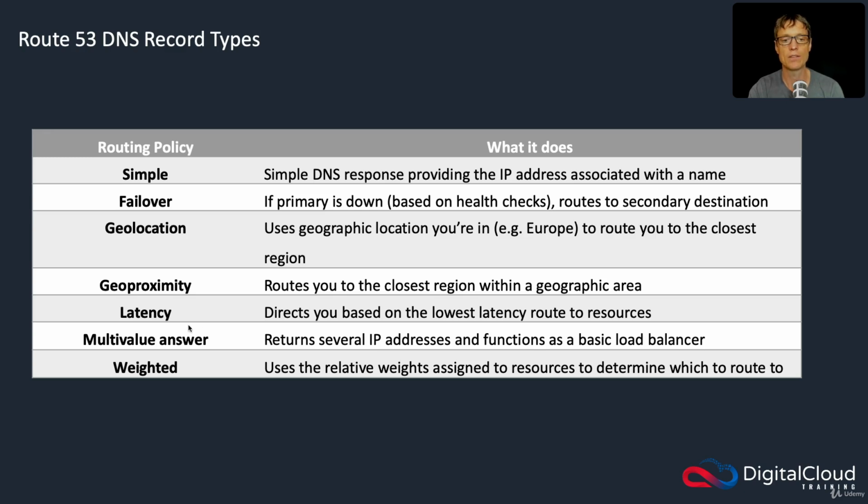And you've also got latency here. So what this does is you can have multiple records, and Route 53 knows how far you are away from those particular servers, and it will give you a record corresponding to the nearest instance of the application. You've then got multi-value answers where you can have lots of different responses provided to you, and you can then load balance through those. And then you've got weighted, so you can say send 80% of my traffic to one record and send the other 20% to another.